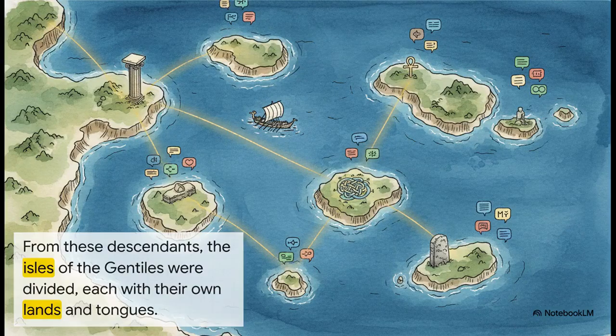And this is where it all comes together. After listing all those names, the text gives us the payoff. It says, these are the families who settled the Isles of the Gentiles, or, the coastlands of the nations. Each one was divided into its own land, with its own language, its own family, its own nation. See? It's directly connecting the family tree to an actual map of the world.